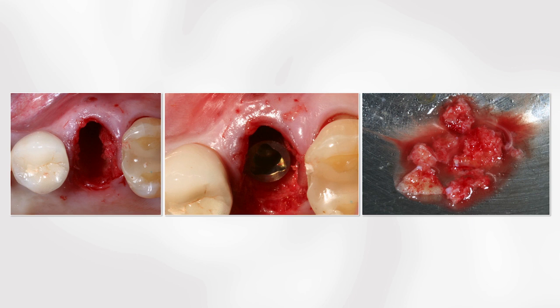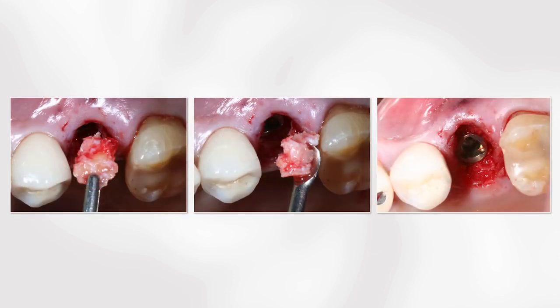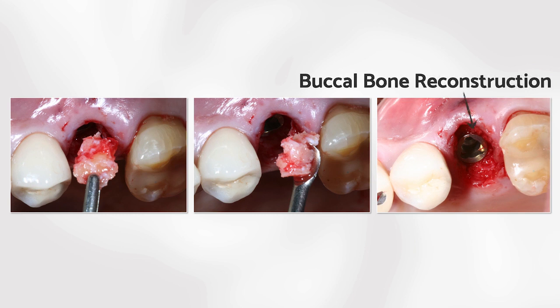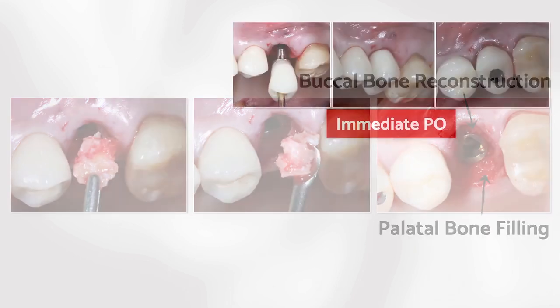The bone was taken from the same side, the left tuberosity, using chisels, and we start the reconstruction. We use a double layer graft, corticocancellous graft, to restore the buccal wall, and particulate bone to promote bone filling. So we have the buccal bone reconstruction and the palatal bone filling in this case.